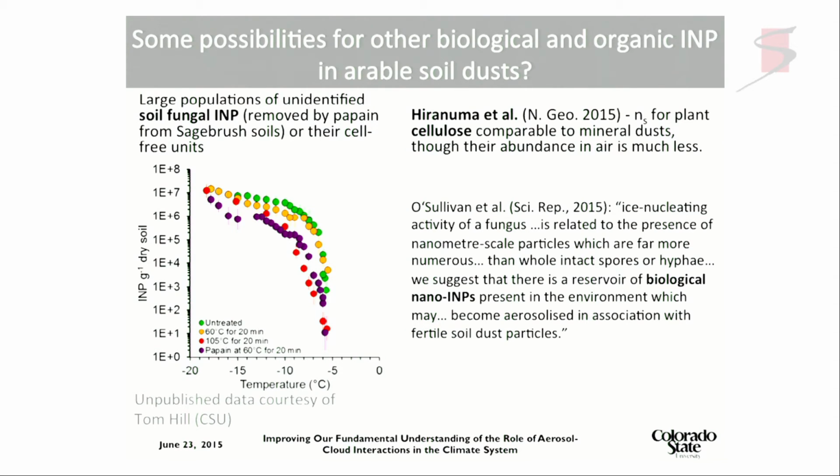And one source is fungal INP in the soils. Those can be removed through the use of something called papain, an enzymatic treatment. And that removal equals the removal you get from heating them up to 105 C in liquid. So we think that those are strong contributors in these soils. But O'Sullivan et al. have pointed out that you don't need the whole fungi, that it's actually very small elements, what they're calling biological nano-INPs, that are responsible for the ice nucleation. I'm going to skip on from this.